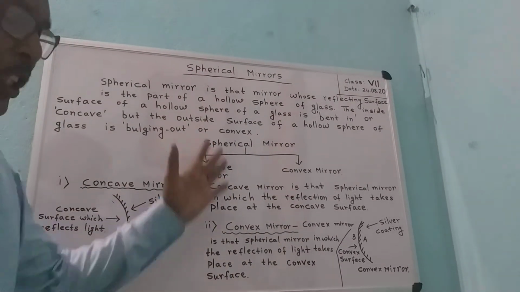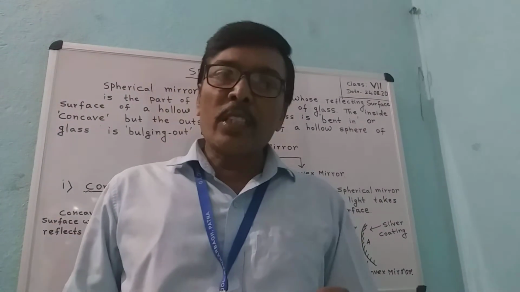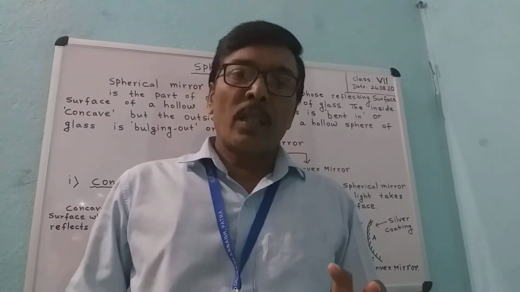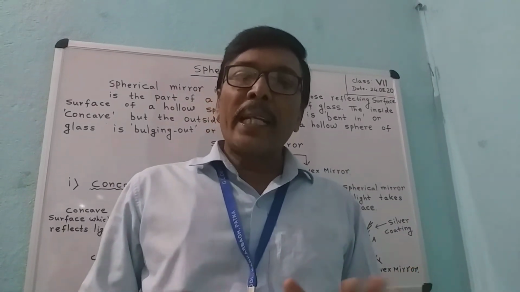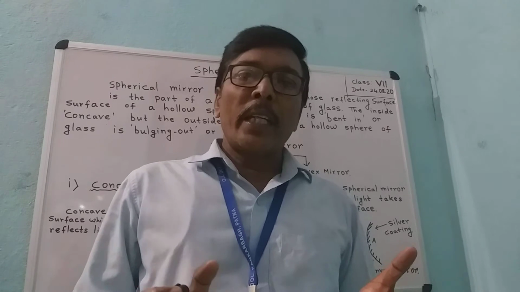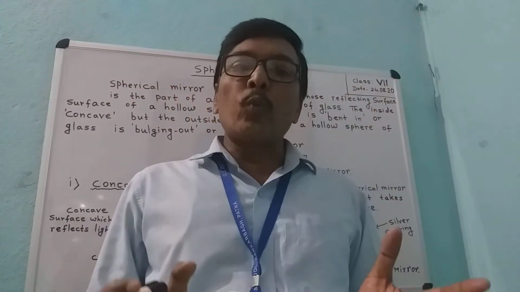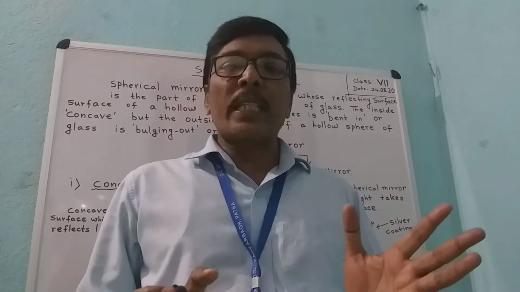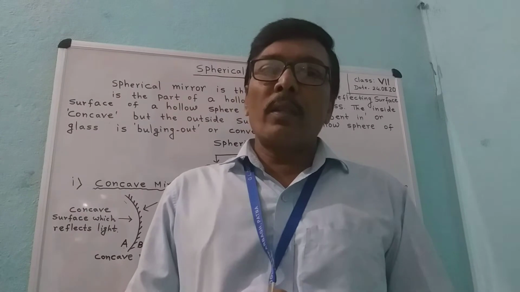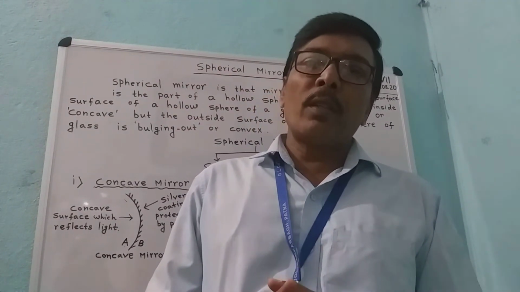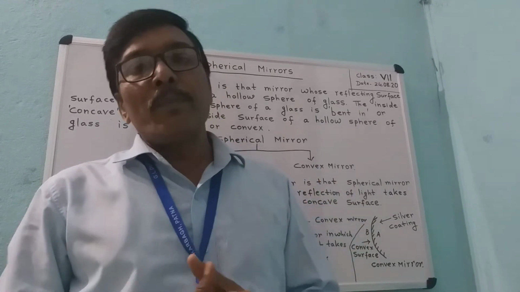Now from the above discussion, we conclude that a mirror in which the reflecting surface is bent in is called a concave mirror, and a mirror in which the reflecting surface is bulging outwards is known as a convex mirror. Now it can be understood by taking the example of a shining silver spoon.